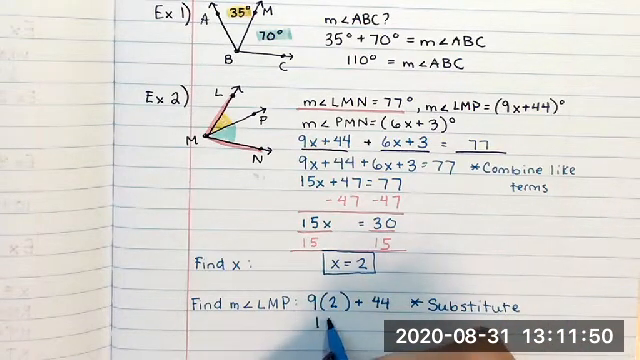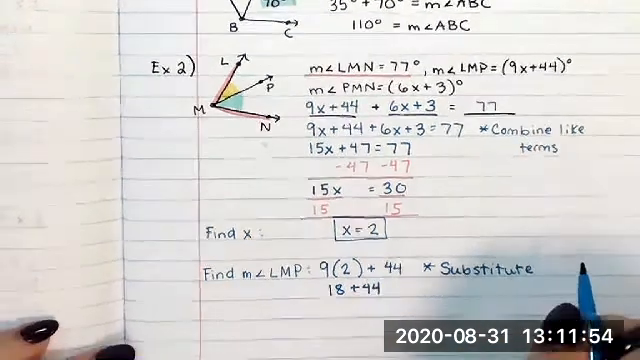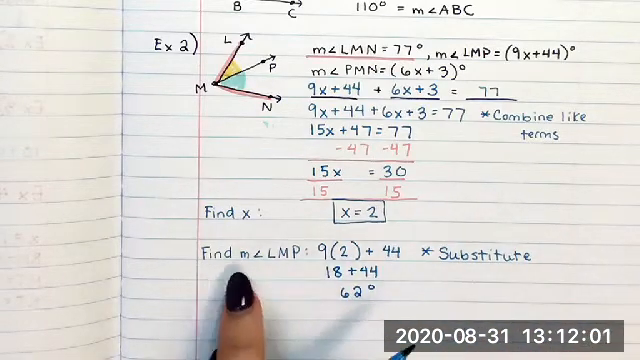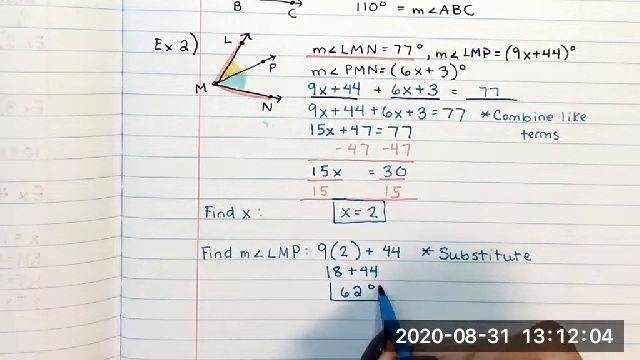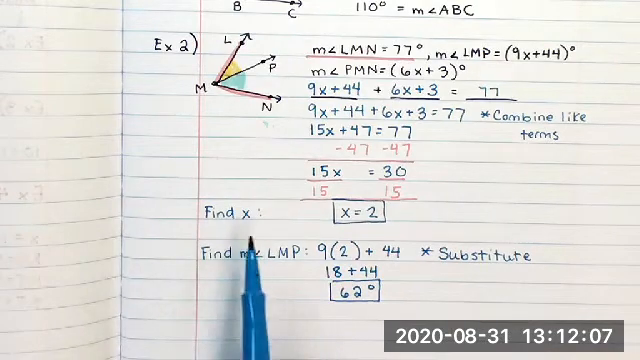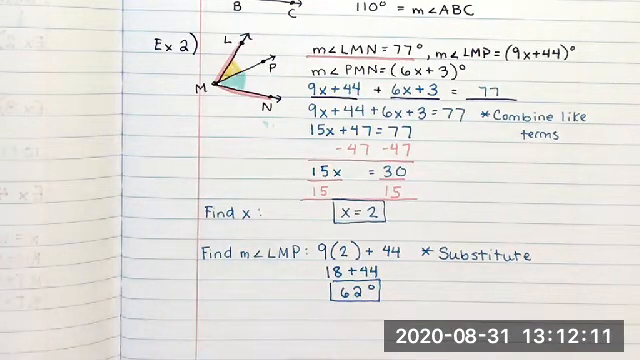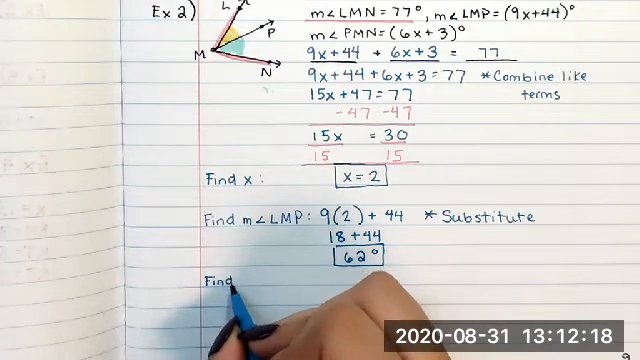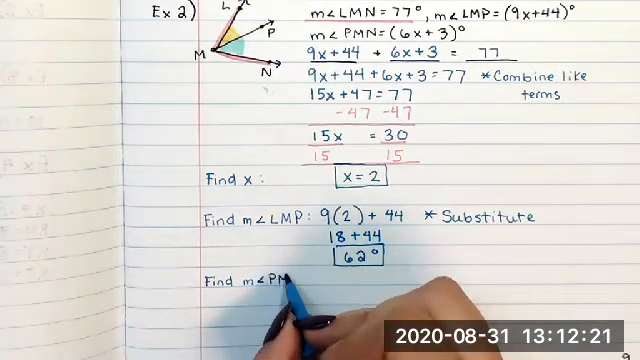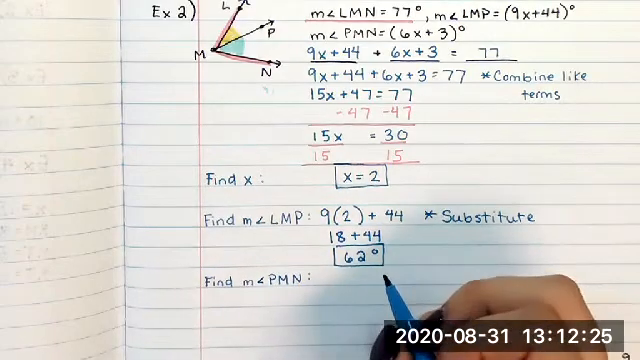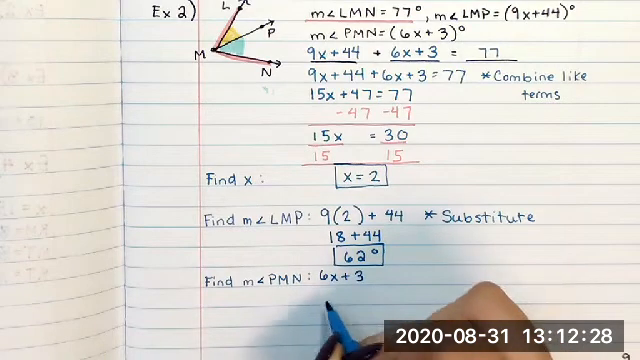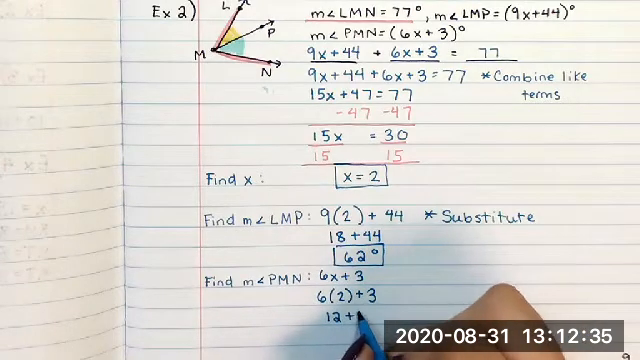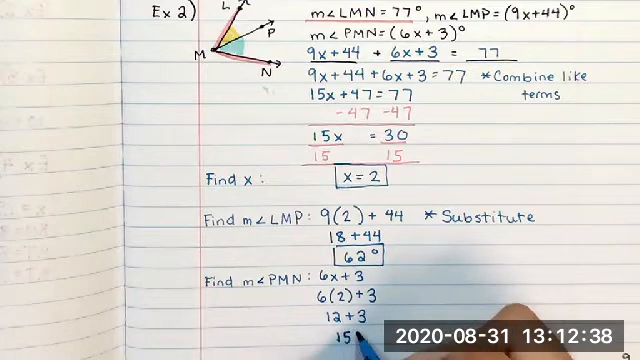9 times 2 is 18. And that makes 62 degrees. So my answer for this one would be the measure of angle LMP is 62 degrees. It's important to know the difference between when they ask you to find x and when they ask you to find an angle measure. And just for one more quick practice, what if they ask you to find the other one? Find the measure of angle PMN. Well, that's simple. I just take PMN, 6x plus 3, and I substitute in 2 for x. 6 times 2 is 12, plus 3 is 15 degrees.